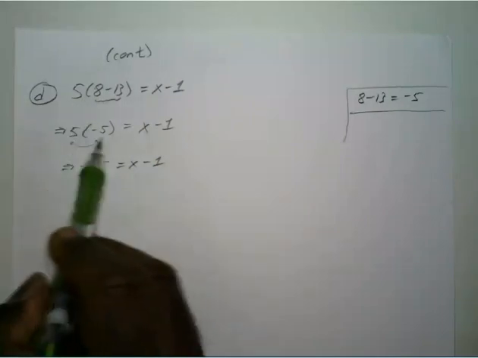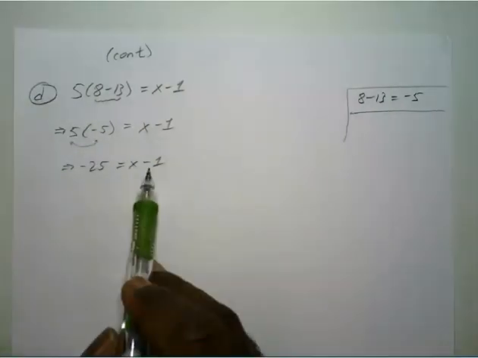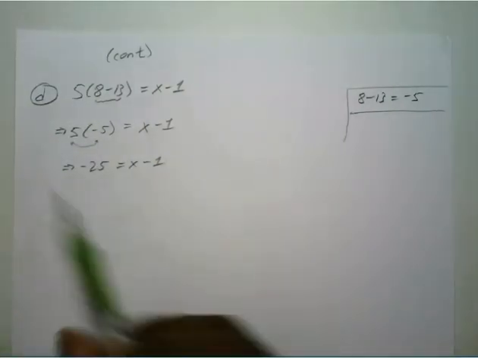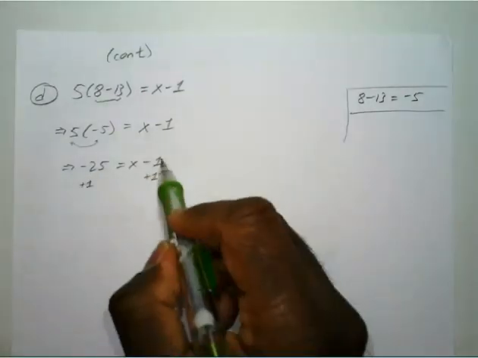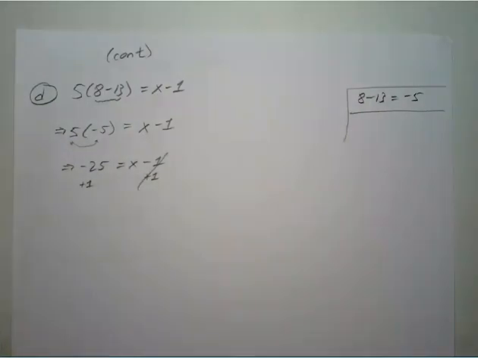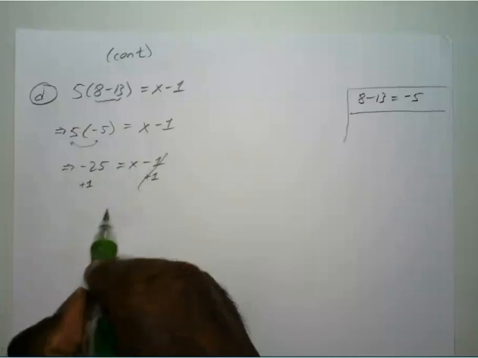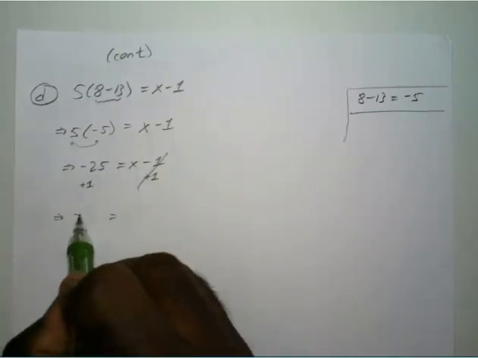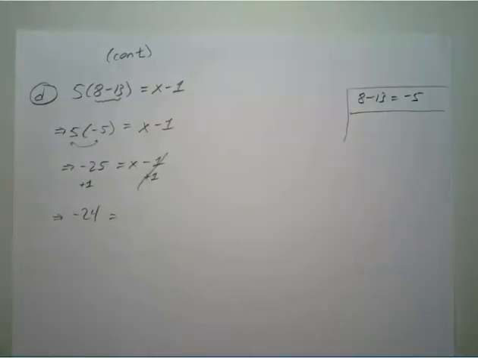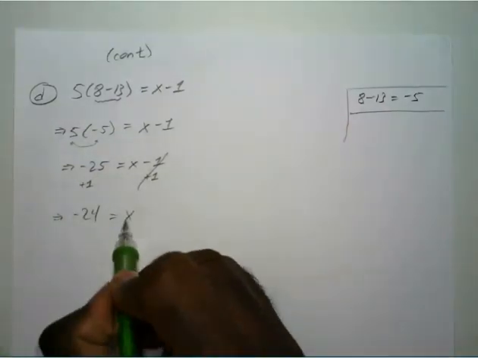Okay, so we've combined all of the terms on the left. Now all we have to do is move that 1 over here by adding 1 to both sides, where those two cancel out. Okay, so once we do that, we have the left side, so negative 25 plus 1 is negative 24, equals our x.